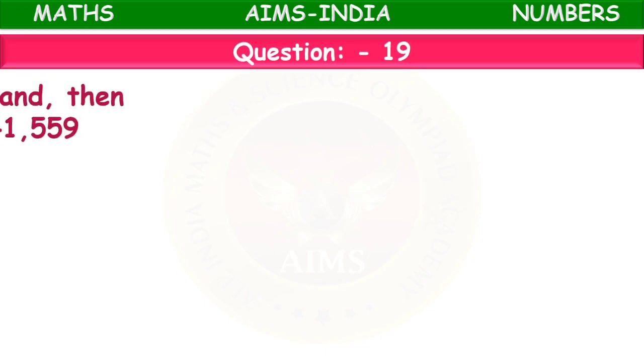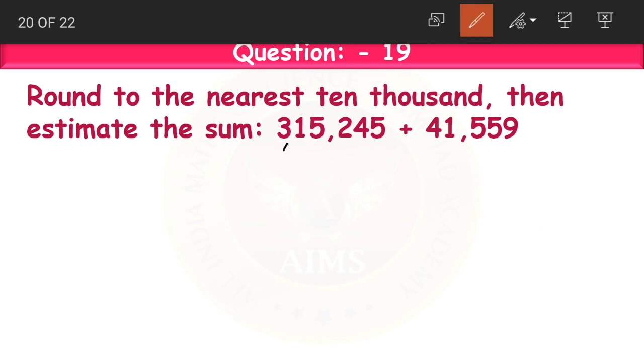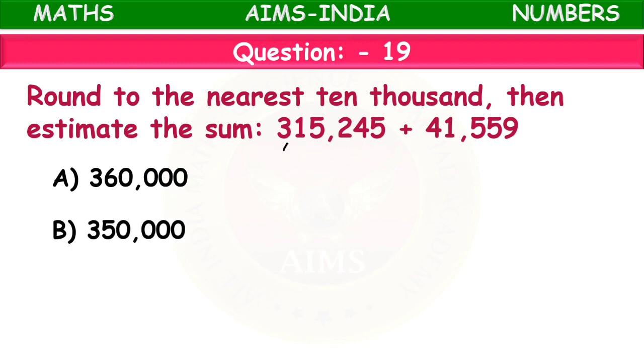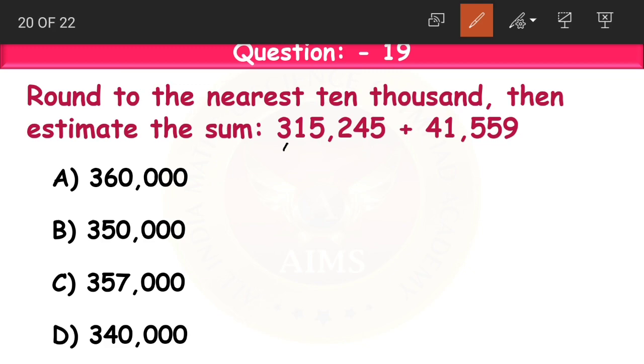Moving on to question number 19. Round to the nearest 10,000, then estimate the sum. 3,15,245 plus 41,559. Option A 3,60,000, option B 3,50,000, option C 3,57,000 and D 3,40,000. Again, to the nearest 10,000.